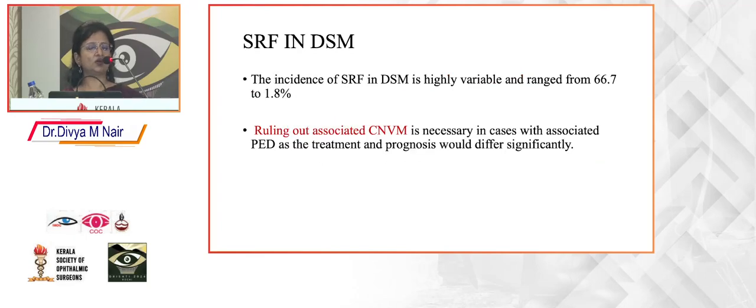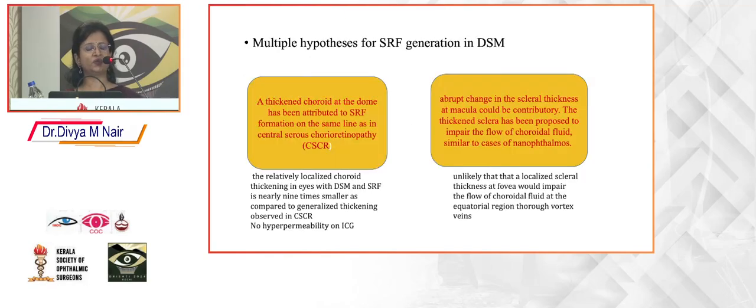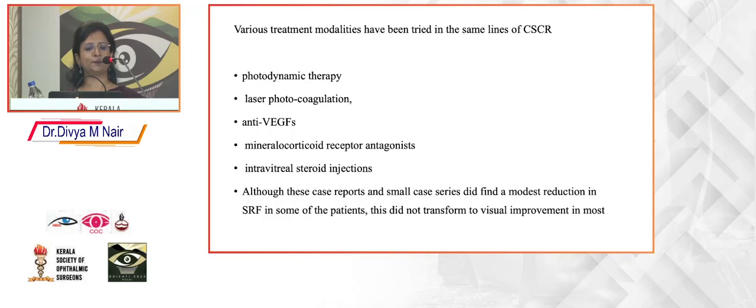So SRF in the DSM has a variable range. It has been reported to be around 66 to 1.8%, but always rule out an associated CNVM if you see an SRF. And for the SRF also, there are multiple hypotheses. One is similar to CSR, that there is a thick choroid at the dome which is causing the fluid. The other one is similar to nanophthalmos, that there is a more thickened sclera which is impairing the flow of the choroidal fluid. So various treatment modalities have been tried along the lines of CSR for this dome-shaped maculopathy also, but many times it is resistant to treatment and it keeps on recurring.